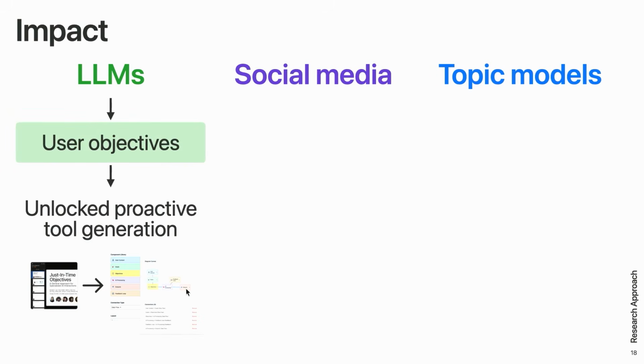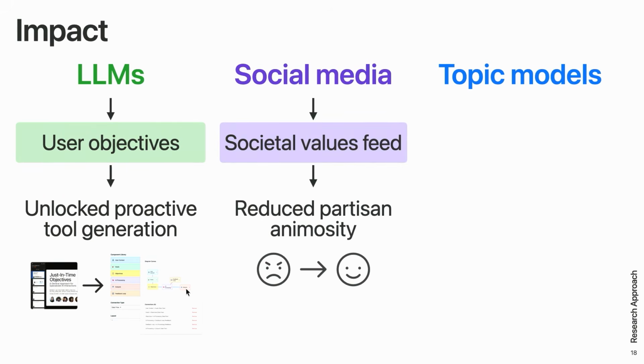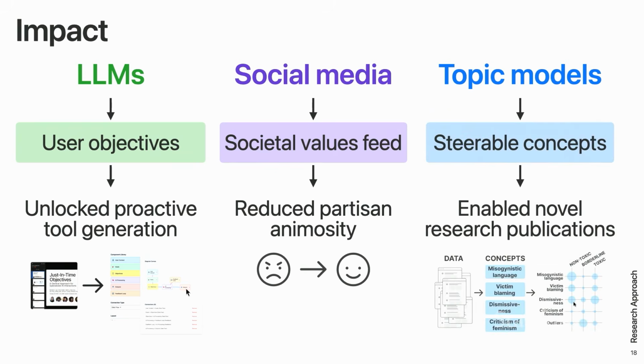So for example, for LLMs, because we're able to generate these distinct user objectives, we're able to unlock the generation of proactive tools and interfaces. For social media, when we embed these types of societal values deeply, we can do things like reduce partisan animosity for thousands of participants. And when we're looking at topic models, when we have these types of steerable concepts, I'll show how this enables researchers to analyze their own data and publish novel research.